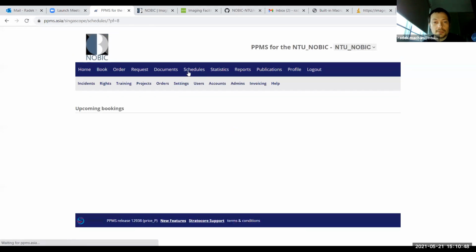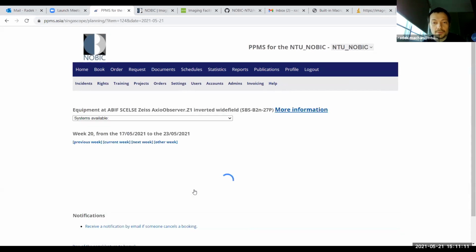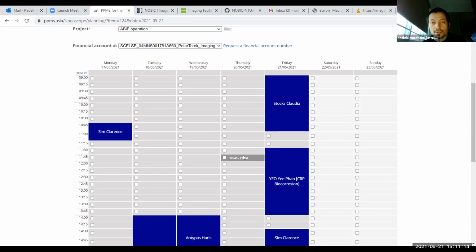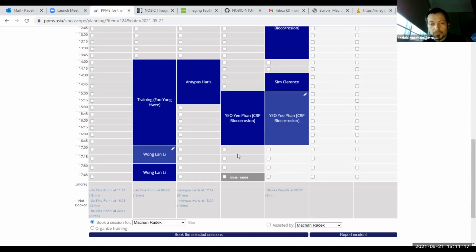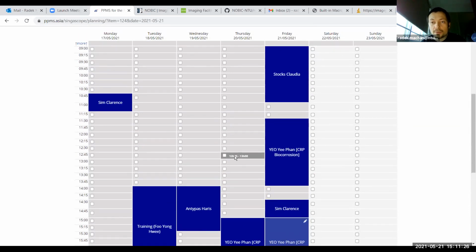So then you can also see the schedule where there are all the equipment in the booking system, and you can see when the equipment is booked and when it is free. If I click on any of the systems, let's say this one which has some bookings today, then you will be directed to the calendar for that particular microscope. And you can also create your bookings here in this interface.